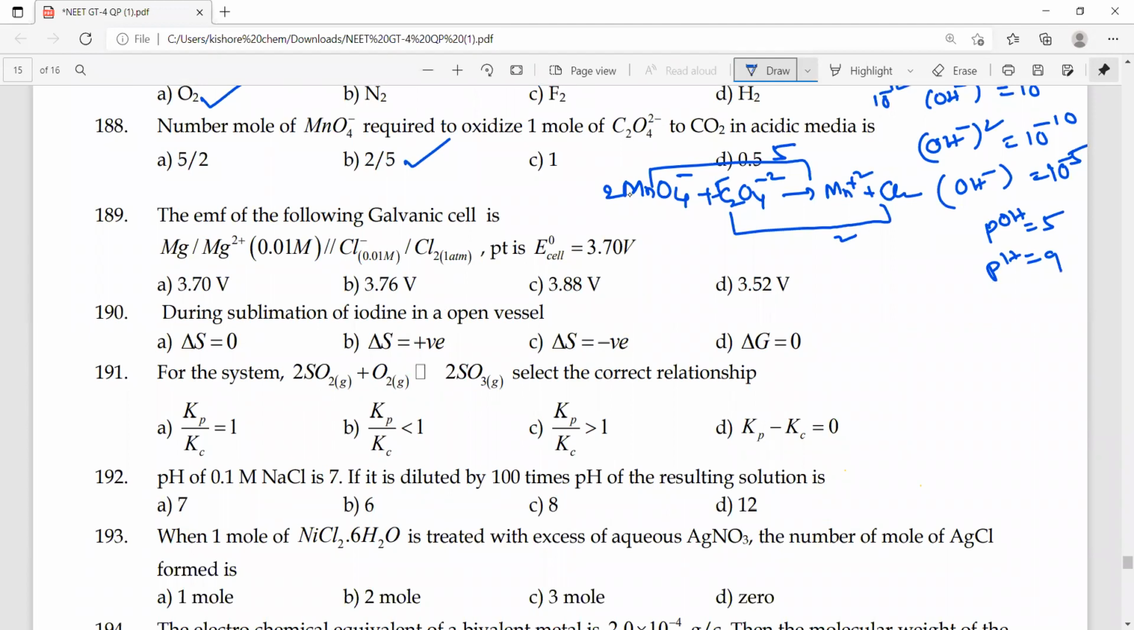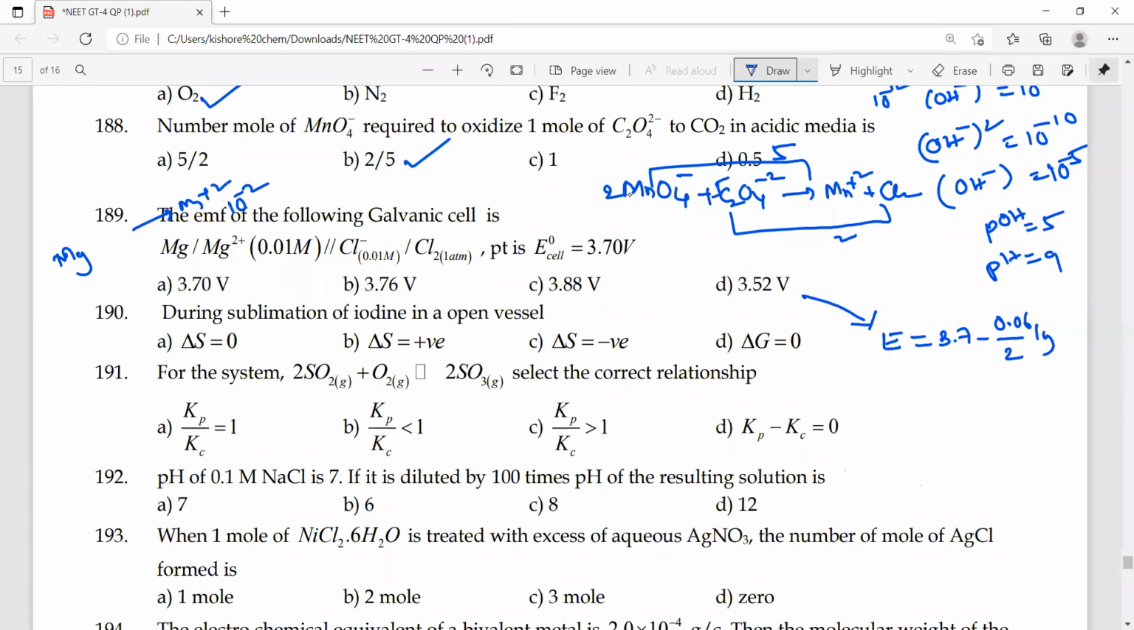See here, question number 189. EMF is equal to E cell. E cell is given 3.7 minus 0.06 by 2 log of products concentration by reactants concentration. First you write the reaction. Magnesium changes to Mg2+, and the Mg2+ concentration is 10 to the power of minus 2.